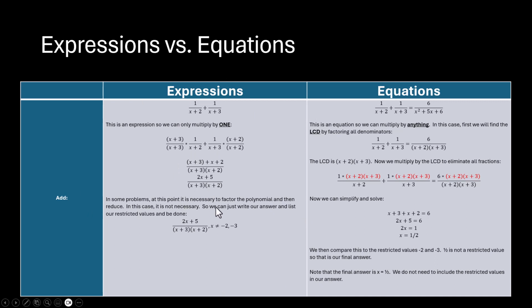The other thing I have to do, remember, is because this is a rational expression, I have to list my restricted values. And again, the restricted values come just from the denominator. So in this case, the restricted values are -2 and -3. Now let's compare the work here with the expression to the work over here with the equation. Again, it's an equation, so I don't have to get a common denominator. I can make my life a lot easier by first finding and then multiplying by the LCD.